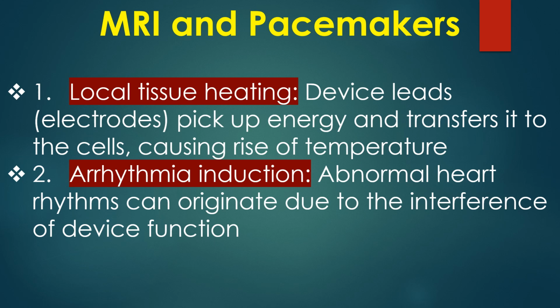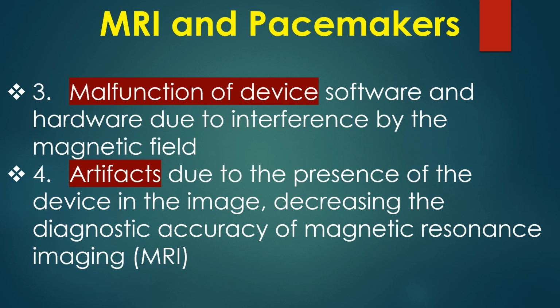2. Arrhythmia induction. Abnormal heart rhythms can originate due to the interference of device function. 3. Malfunction of device software and hardware due to interference by the magnetic field. 4. Artifacts due to the presence of the device in the image, decreasing the diagnostic accuracy of magnetic resonance imaging.